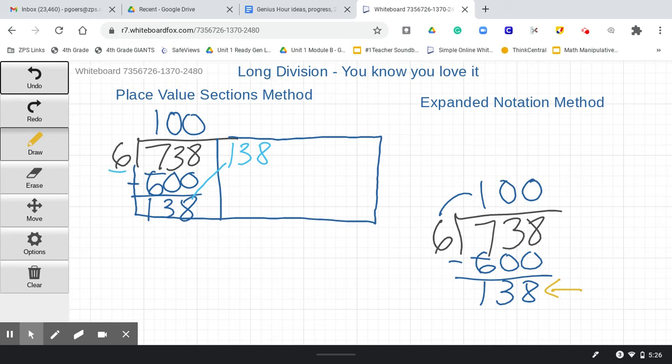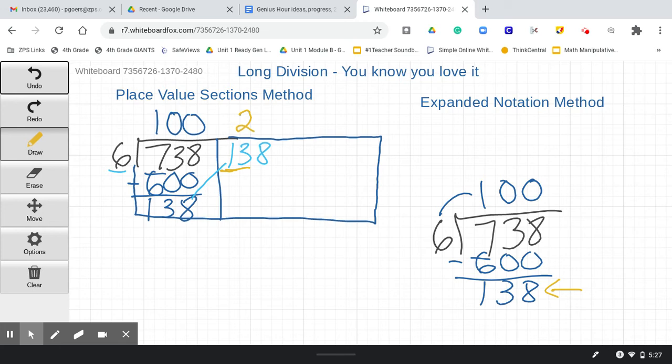Okay, all right, so now back to place value sections method on the left. My job is to find out how many groups of 6 are there in 138. So again, I'm going to start on the left here. If I have 1 thing, can I make groups of 6? No. What about 13 things? Yes. Now I'm going to count by 6s until I get there. So 6, 12, 18. That's too much. So 12. So I can make 2 groups of 6.